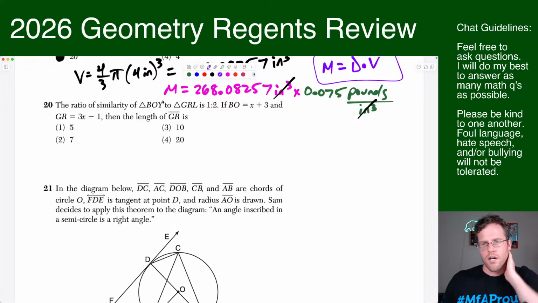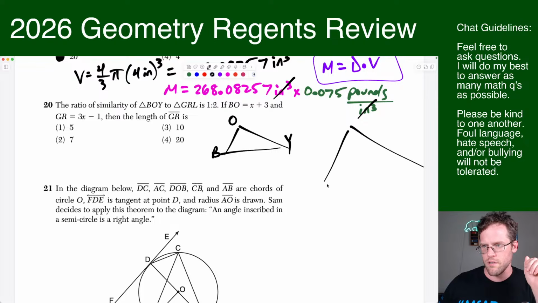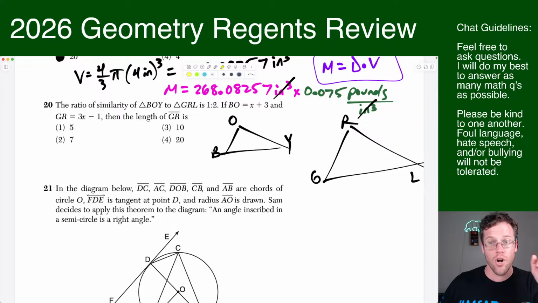So let's see. The ratio of similarity of triangle BOY to triangle GRL is 1:2. So I would draw this out. Triangle BOY, and then triangle GRL. Make sure the letters are in corresponding order. If I'm going B first, then G has to go first. If I go O second, then R has to be in the same place. And if I write Y last, then L has to go where Y is. That's very important, so that you set this up right, because correspondence matters big time.